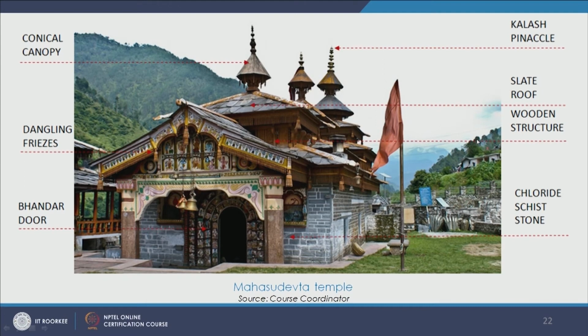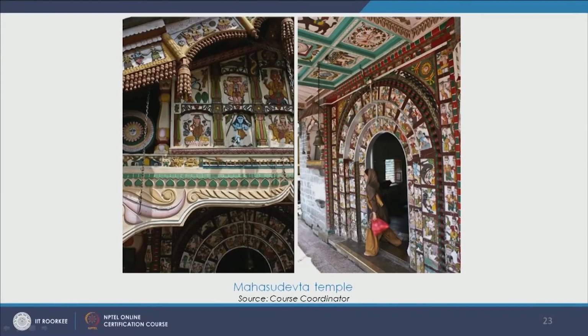There is this wooden structure over here that we see. Then here we see these dangling friezes, these friezes of this part over here. Then we see this door which is also very detailed out, and we see this stone, the local stone out of which the construction is done, which takes care of the structural details as well.